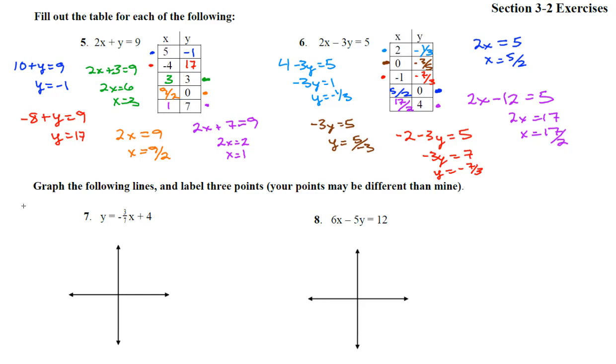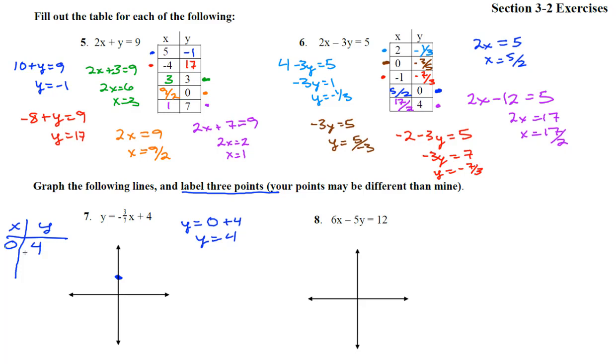Good. Now we go down to number 7. It says graph the following lines and label 3 points. Any 3 points. Oh, okay, good. So we can take x and y and let's see. I think I'm going to pick 0 for x. That's a nice one. If we stick 0 in there, we get y equals -3/7 times 0 plus 4. That's y equals 4. All right, so we get 1 point right there. 0, 4.